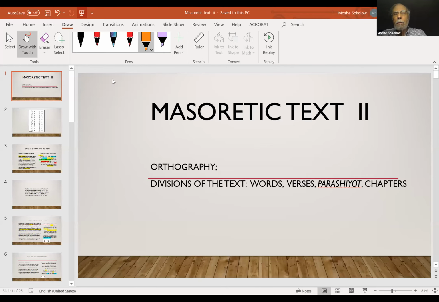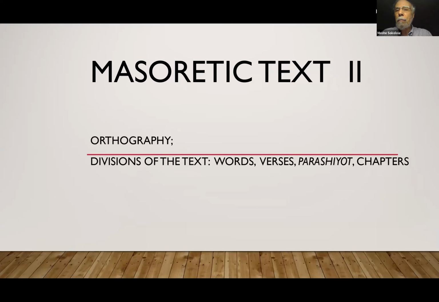Okay. So, last week, we moved off the subject of canonization and moved to the subject of the Masoretic text. Just to remind you, Masoretic is an anglicized version of the Hebrew word masoret or masorah, which means something that is handed down. Its usual translation is tradition. In regards to the biblical text, it refers to the tradition of the proper pronunciation and accentuation of the biblical text.